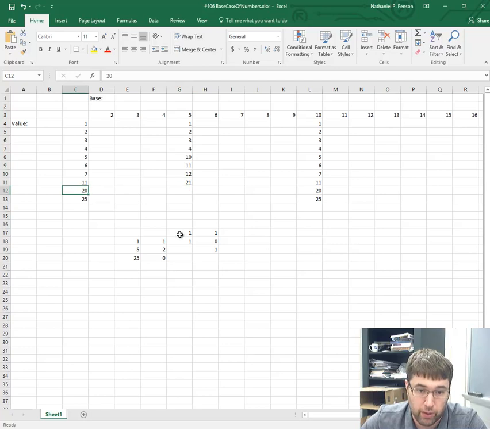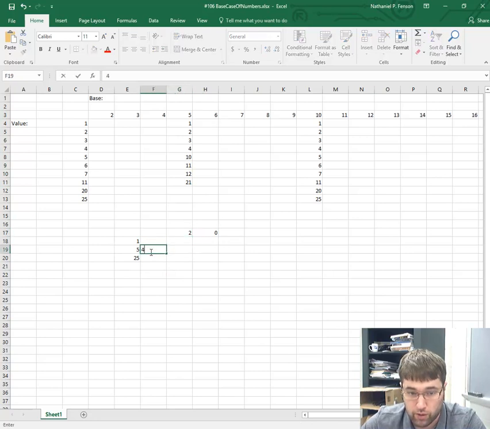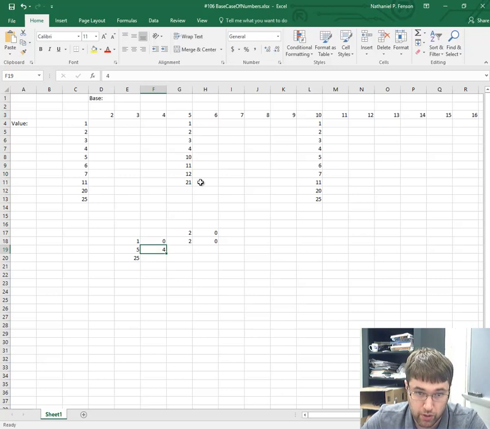Same exact thing with 20. Just put the 20 right here. How many times does 25 go into 20? 0. How many times does 5 go into 20? 4. 5 times 4 is 20. Subtract that out, be left with 0, so the answer is 40 in base 5. Then what you have to do is go through all of them.